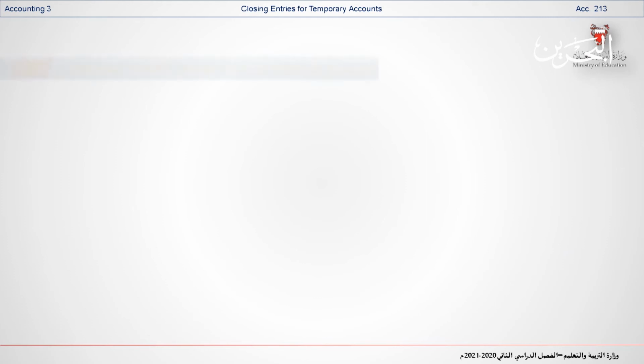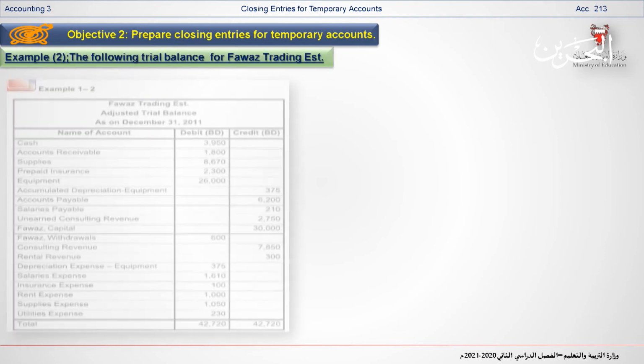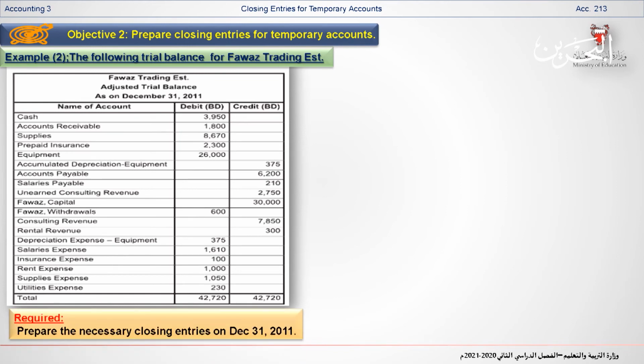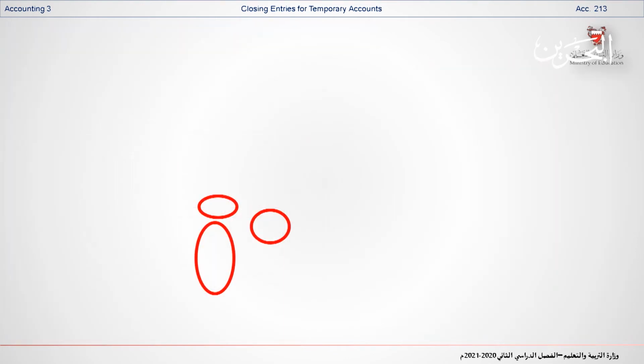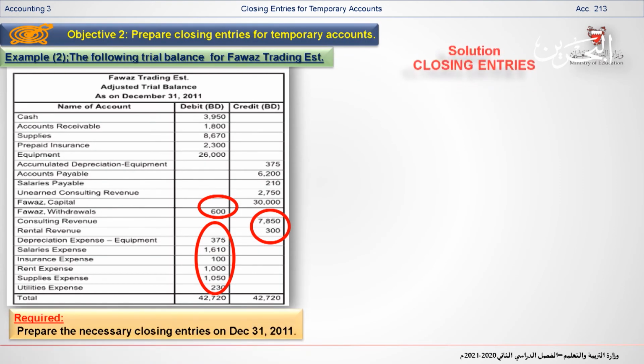Here is another example on preparing closing entries. You can extract all the necessary information from the trial balance of Fawaz establishment as on December 31st, 2011. Dear student, please note in this example the circled or temporary accounts need to be closed.